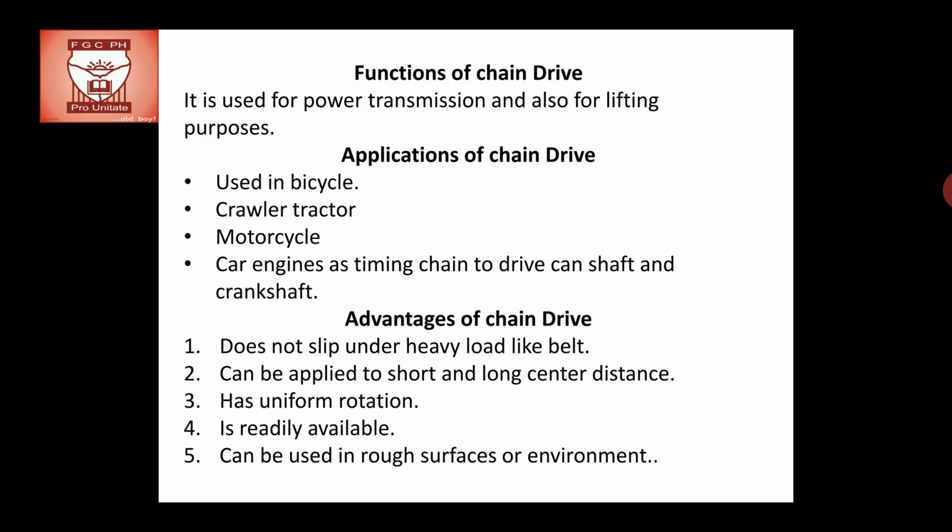In case of belt drive, it must be a short distance. But in chain drive, you can use it for long distance like bicycle, motorcycles, tractors, crane. These things have long distance, and you are able to use chain drive there. So it can be applied to short and long center distances. 3, it has uniform rotation. 4, is readily available. 5, it can be used in rough surfaces or environment.